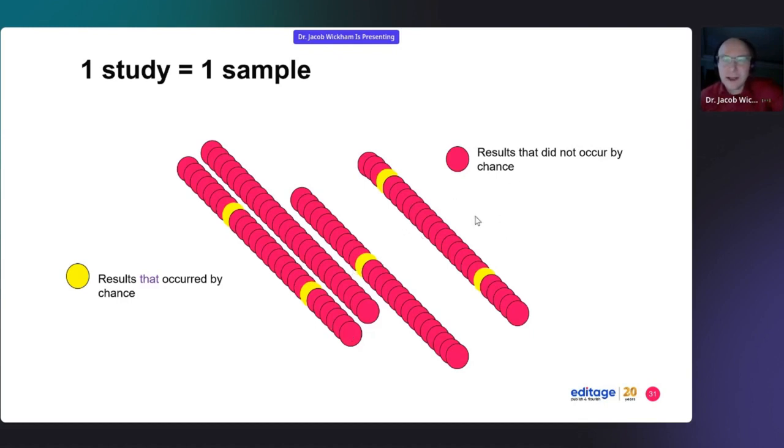And then in the red, here the result did not occur by chance. So you actually have a real significant difference. So these 5 studies, this is why the p-value is 0.05. 5% of the time, you're going to be wrong. And this is an acceptable level of being wrong. So these differences are by just chance alone.